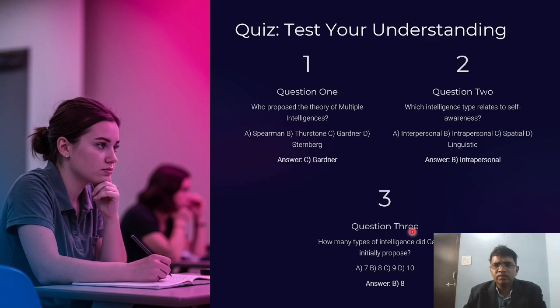So let us go to the second question. Which intelligence type is related to self-awareness? Self-awareness is about ourselves, not comparing with others. Interpersonal, intrapersonal, spatial, linguistic. It is intrapersonal. The answer is B. Question 3. How many types of intelligence did Gardner initially propose? We already discussed. It is eight.